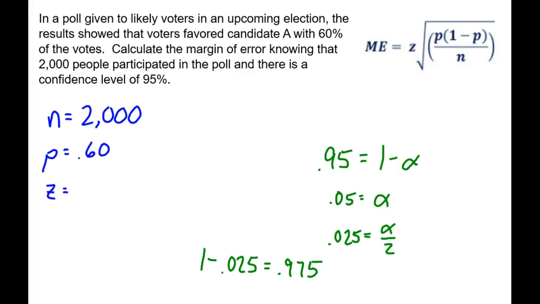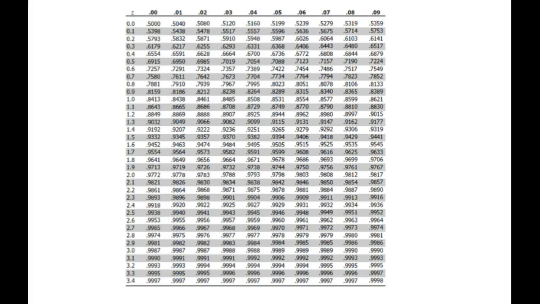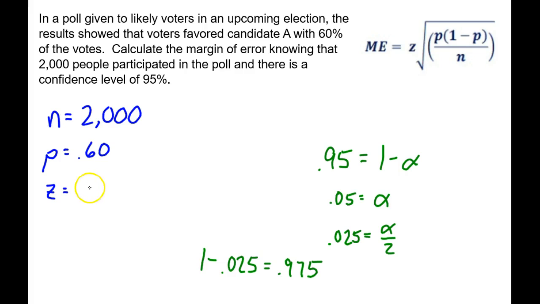So now if you go to your table to look for that value, 0.975 is going to be right here in this region. So to find our z value, it's 1.9 plus 0.06. Thus the z value is 1.96. Now that we have all of our needed values, we just have to plug them into the formula and simplify to get the margin of error.